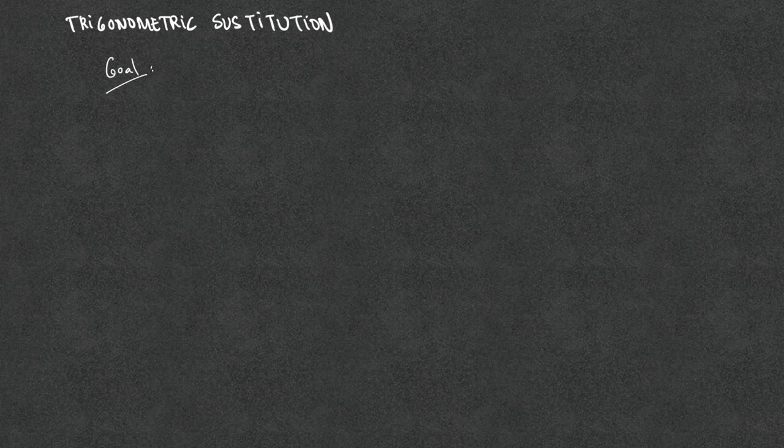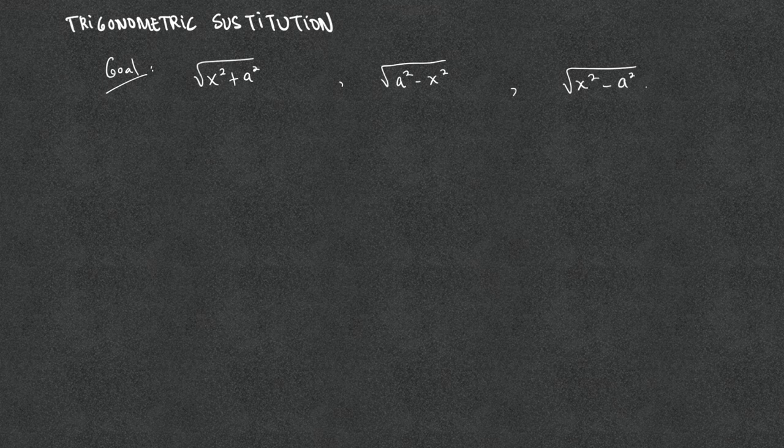Trigonometric substitution. The goal is to evaluate integrals where the integrand involves the square root of x squared plus a squared, the square root of a squared minus x squared, or the square root of x squared minus a squared. Consider the right triangle whose sides are a and x. The hypotenuse is the square root of x squared plus a squared.